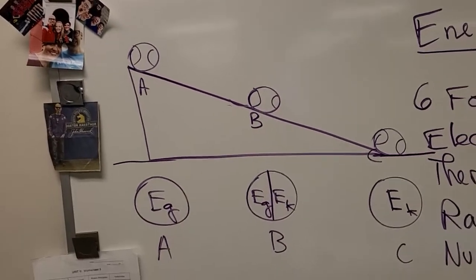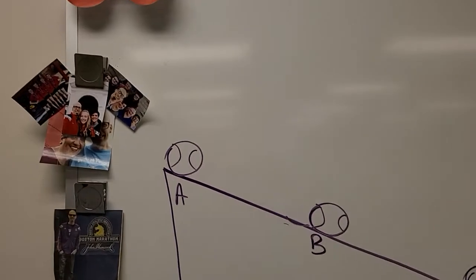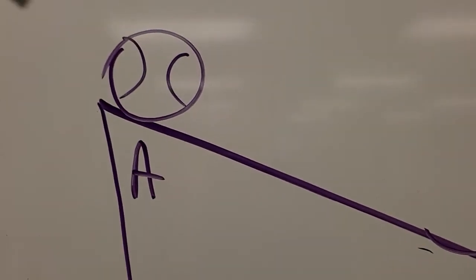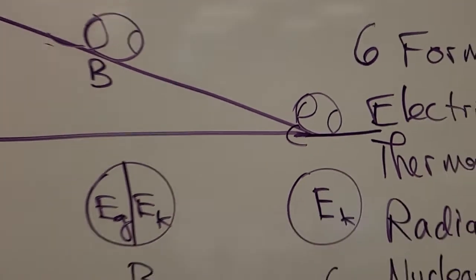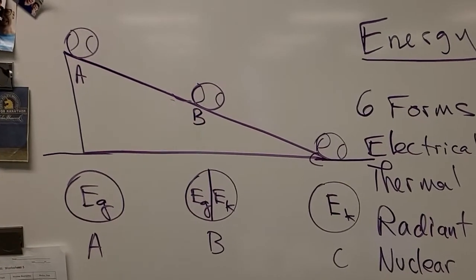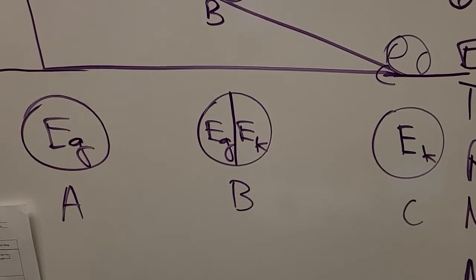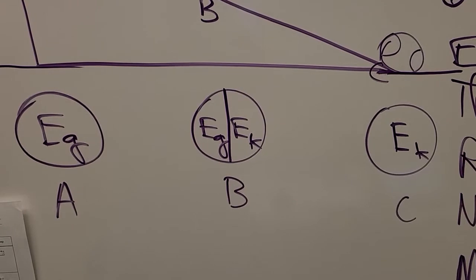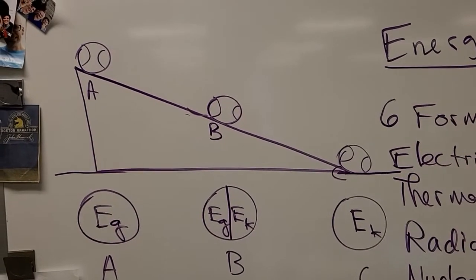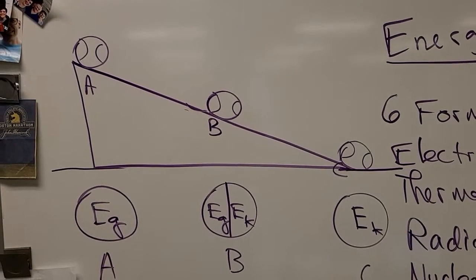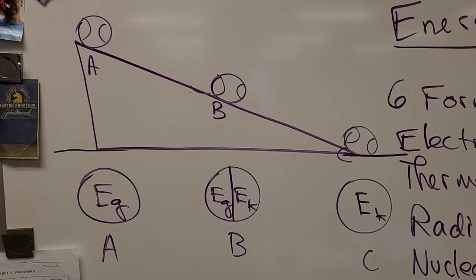Here's what I did. I drew a little diagram of a ramp, and I put a ball here at position A, and then later on it's at position B, and then later on it's at position C as it rolls down the ramp. And I put these little pies. These are little energy pie charts. And what I asked the class was, at position A, before I let the ball roll, what kind of energy is there?